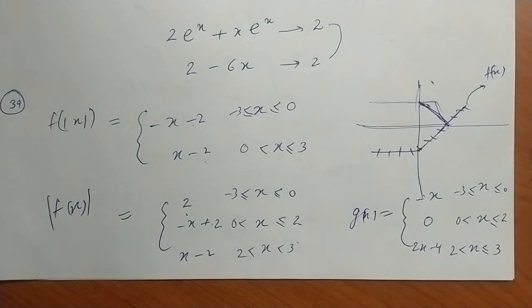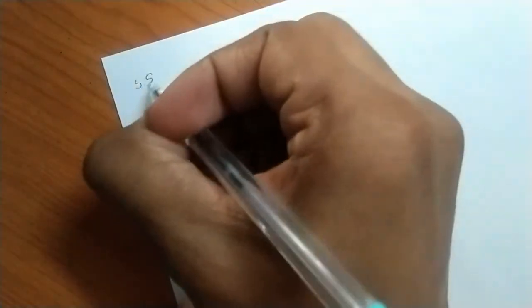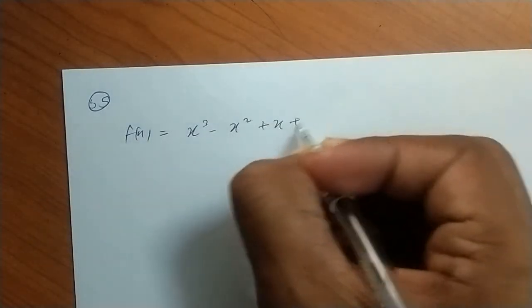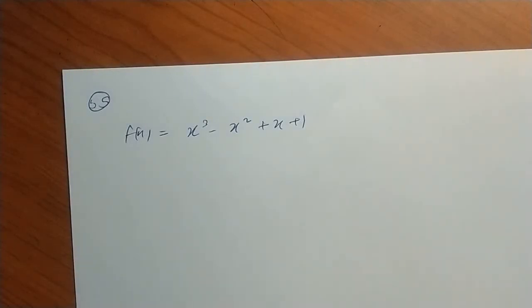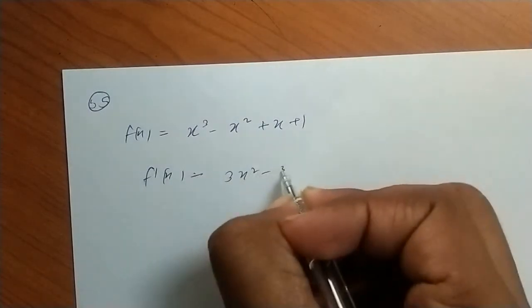Moving to the next question, question number 55. So we have given f(x) is x cube minus x square plus x plus 1, and f dash x is 3x square minus 2x plus 1.